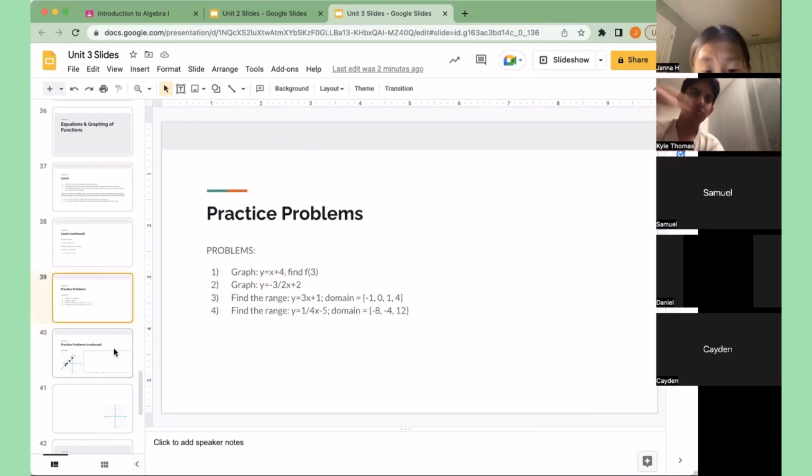Why don't you guys try number 2. You could just hold your page up to the screen.